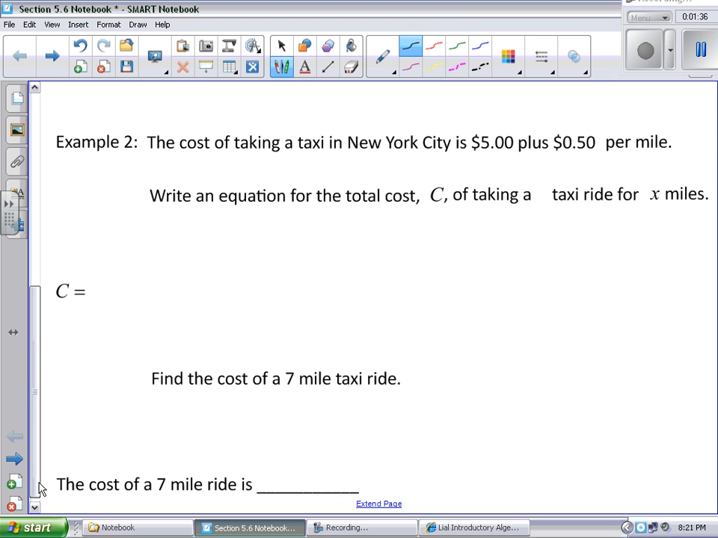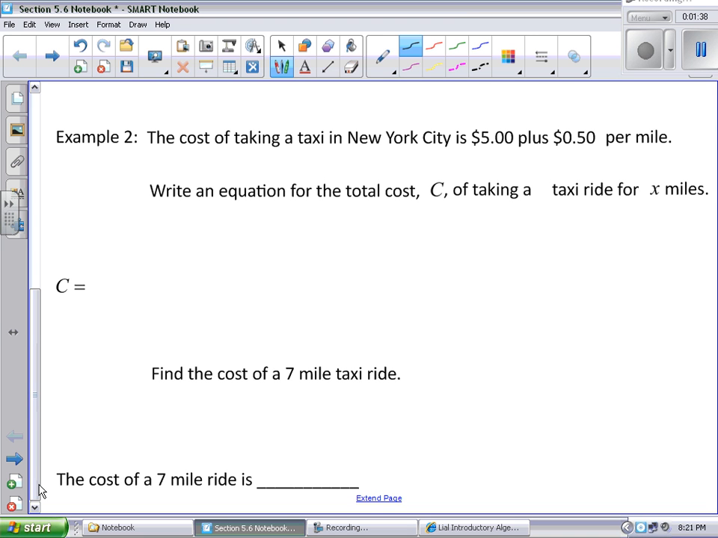Example number 2. The cost of taking a taxi ride in New York City is $5 plus 5 cents per mile. Now, don't hold me to that. I don't know that those figures are absolutely true. We're going to write an equation for the total cost of taking a taxi ride for x miles. So we're thinking about an equation.